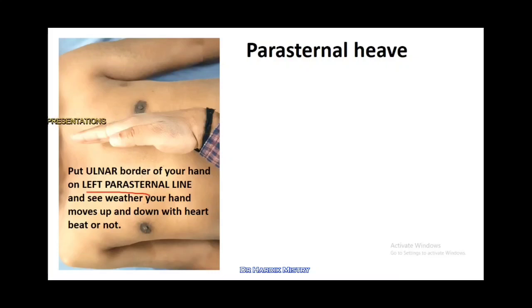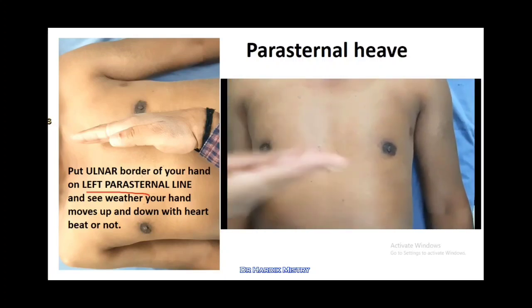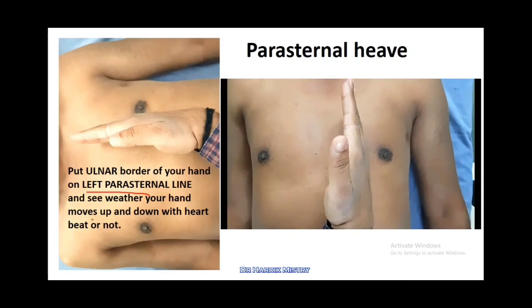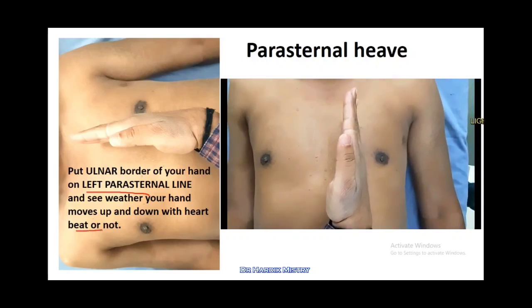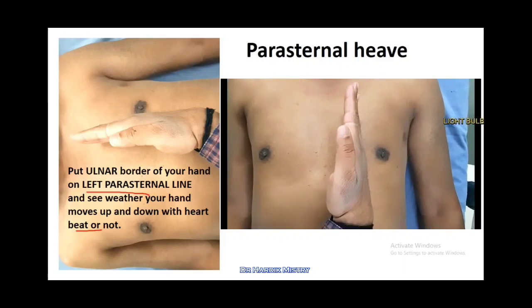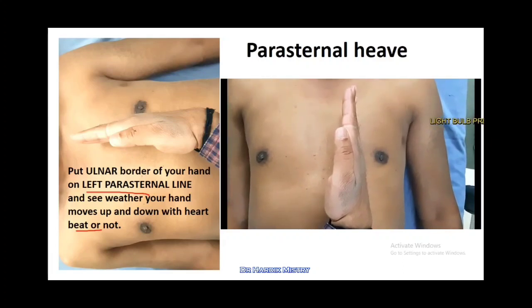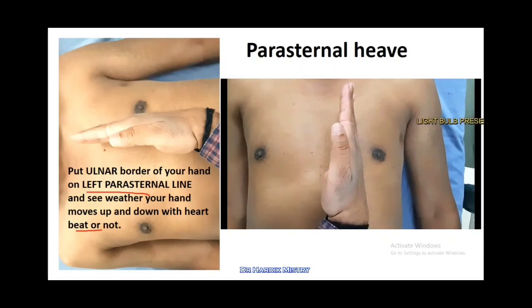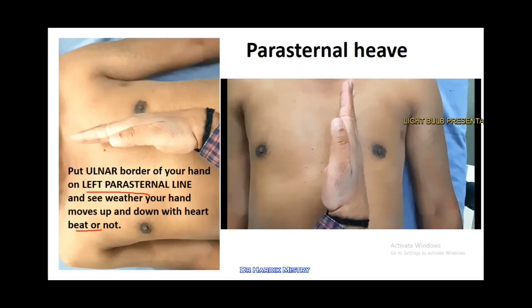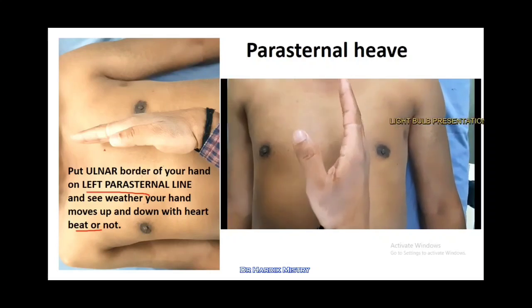So after locating the apex beat, the next important thing is the presence of a parasternal heave. Place the ulnar border of your hand on the left parasternal line, and then feel whether your hand moves up or down with the heartbeat. If there is any hypertrophy present, then the hand will move up and down. Otherwise there is no parasternal heave, that is, the hand will not move.